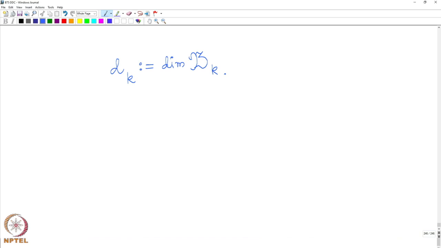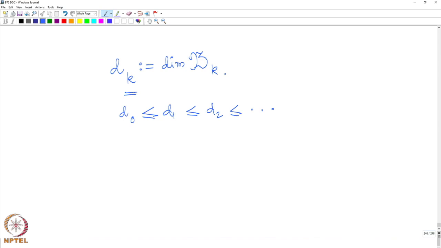Just like before, the way we did with the Hankel matrices. Just like we did with the Hankel matrices, you can easily check that D0 is less than or equal to D1, is less than or equal to D2, and so on. The dimension of these restricted behaviors will keep on increasing, or it will at least remain the same. It will certainly not decrease.